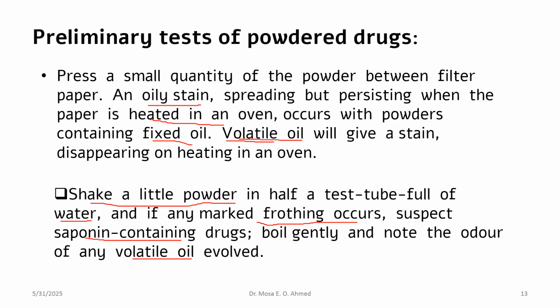So we have another test to confirm the presence of volatile oil, besides the use of filter paper, by shaking the sample with water and heating or boiling, and noting the evolution or evaporation of the oil, which we detect by its smell. That means the sample contains volatile oil. But if froth is formed, that means the sample contains saponin.